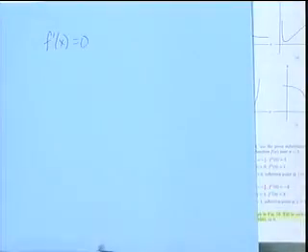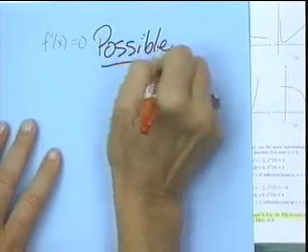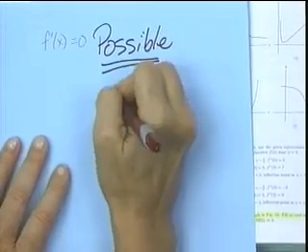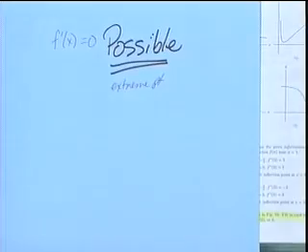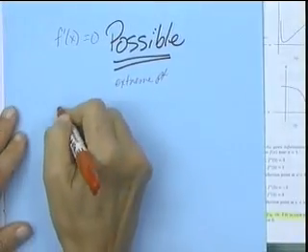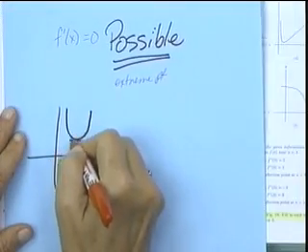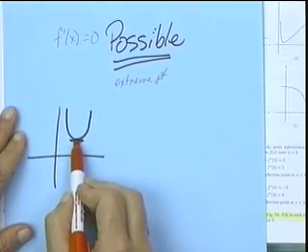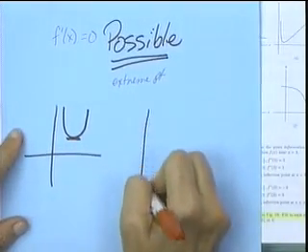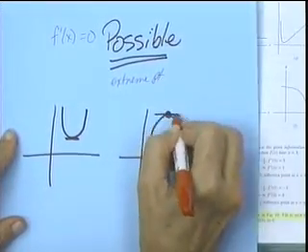First derivative equal to 0. Put this in big letters. Possible extreme point. Okay? So here's my examples. If I have a curve that looks like this, that would be, I have a first derivative right here equal to 0, and it's a minimum point. I might have a curve that looks like this, and it's the vertex.